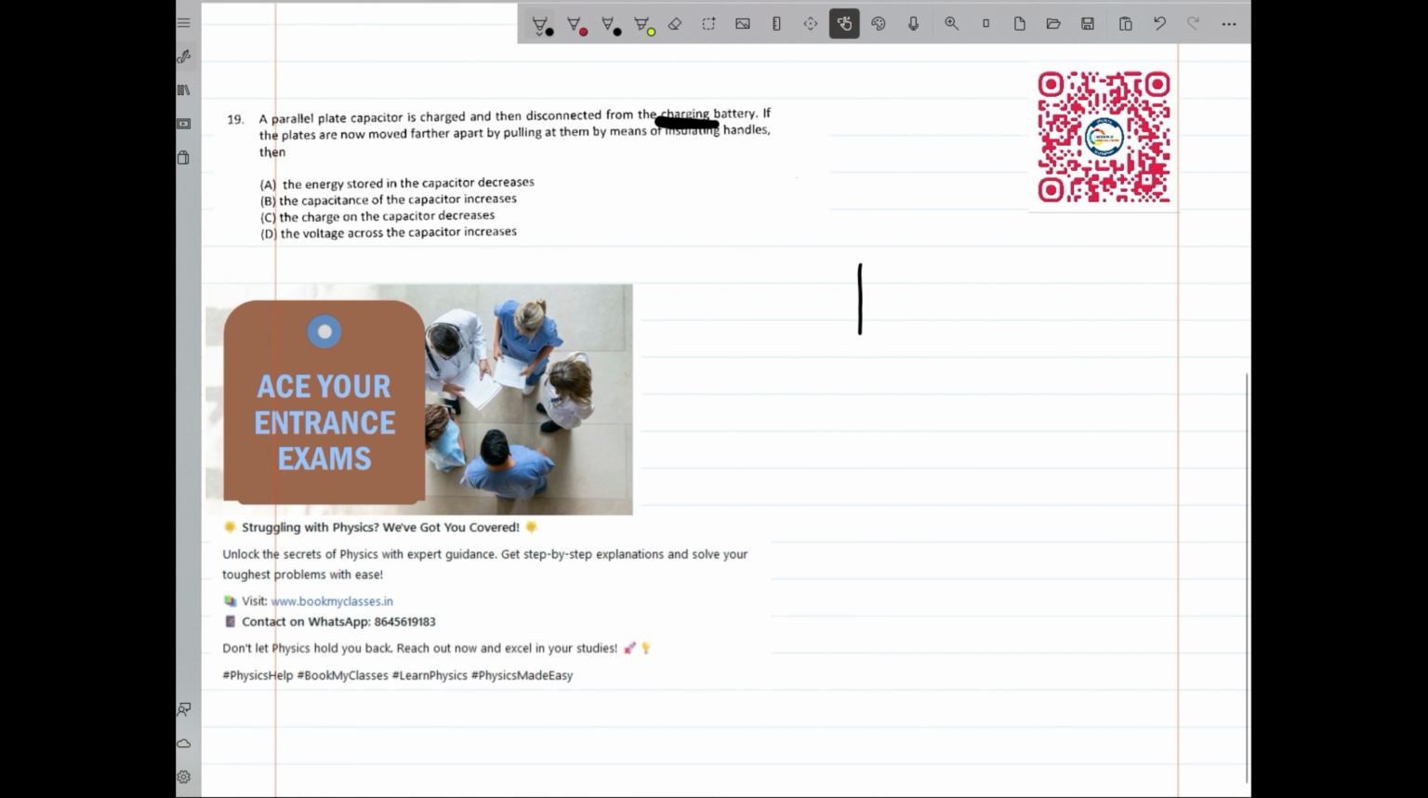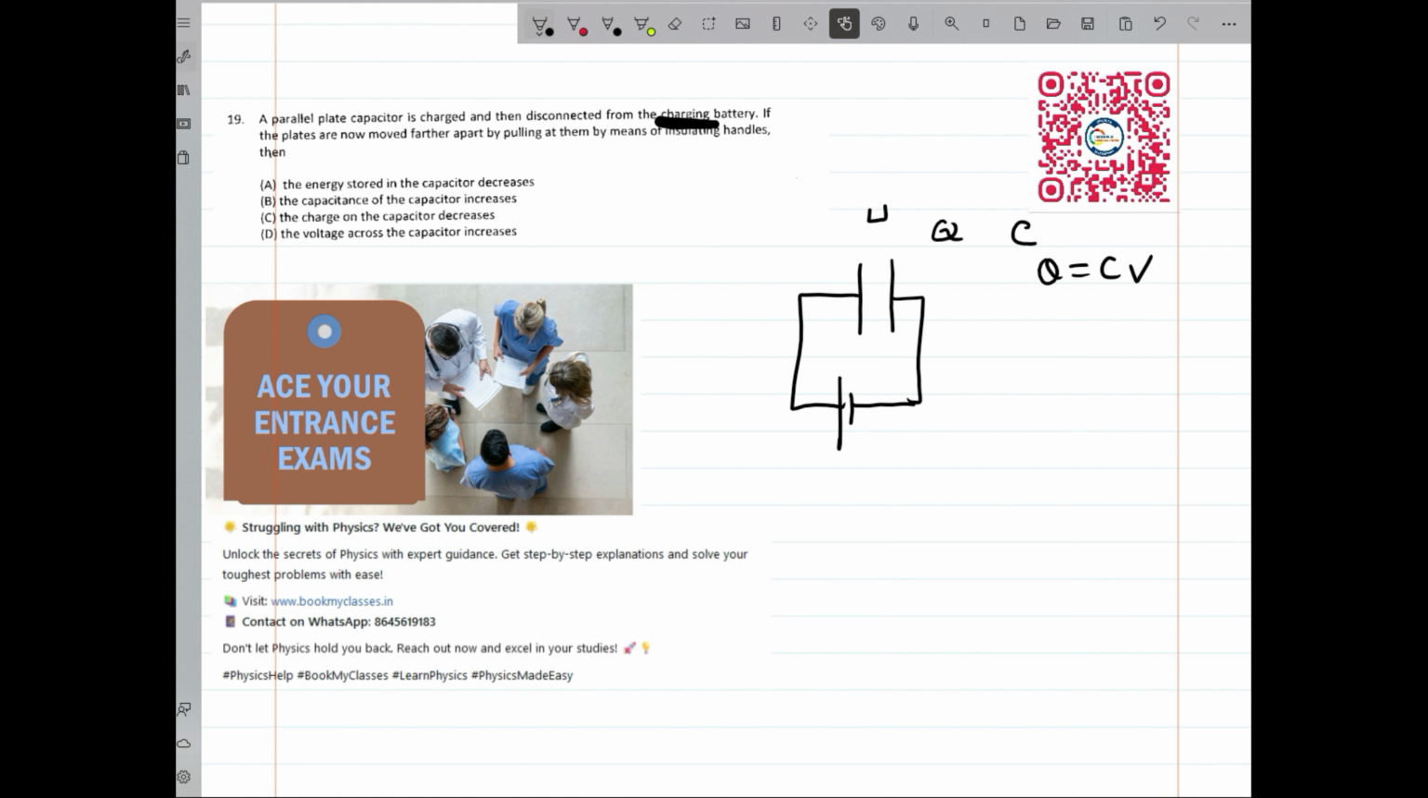So the situation is this is your capacitor. It is first charged with the help of the battery. The battery does work and energy is stored in the capacitor. Energy is U. The battery also gives it a charge Q, and obviously a parallel plate capacitor has a capacitance of C, right? And we know Q is equal to CV. These are the rules we already are aware of.